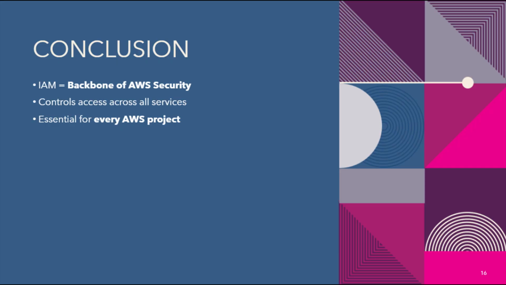Conclusion. To conclude, IAM is the backbone of AWS security. It helps control access to all AWS services and ensures a secure cloud environment. Understanding IAM is essential for both interviews and real-world projects.